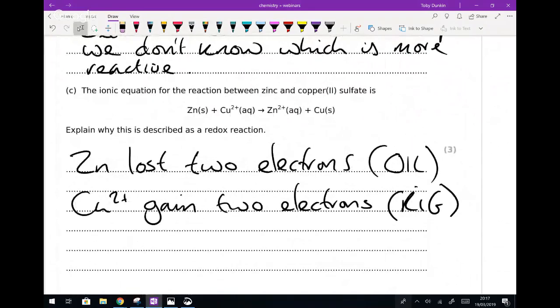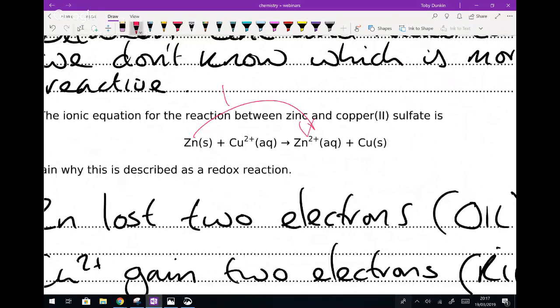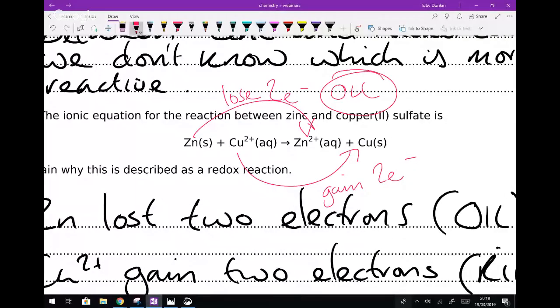Explain why this is redox. I love how they flicker into electrons. This guy has lost 2 electrons. Lost 2 e minus. And this has gained electrons. So this is oxidation, and this is reduction. So nice to talk about it in terms of electrons as well.